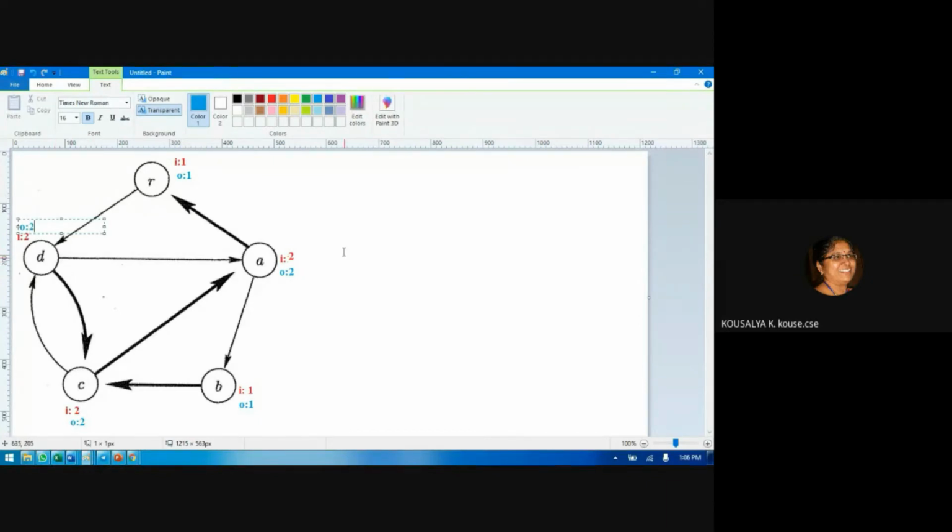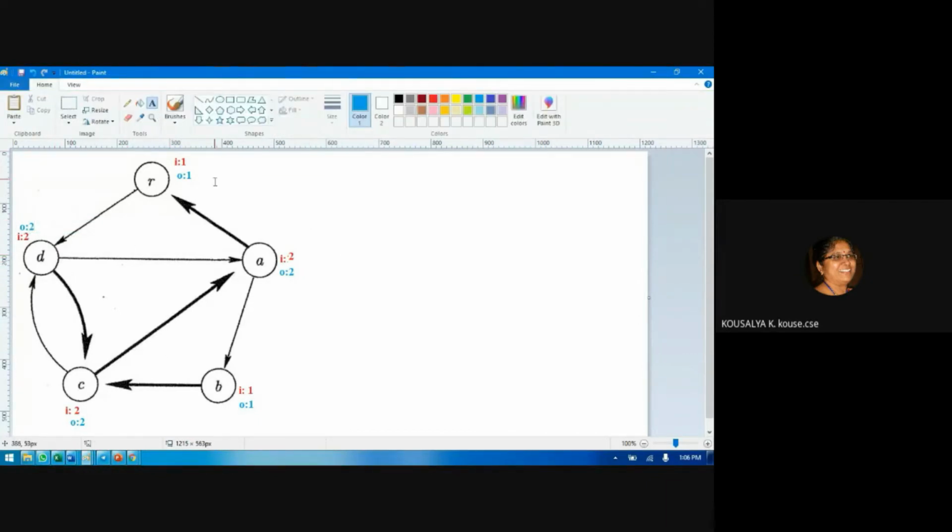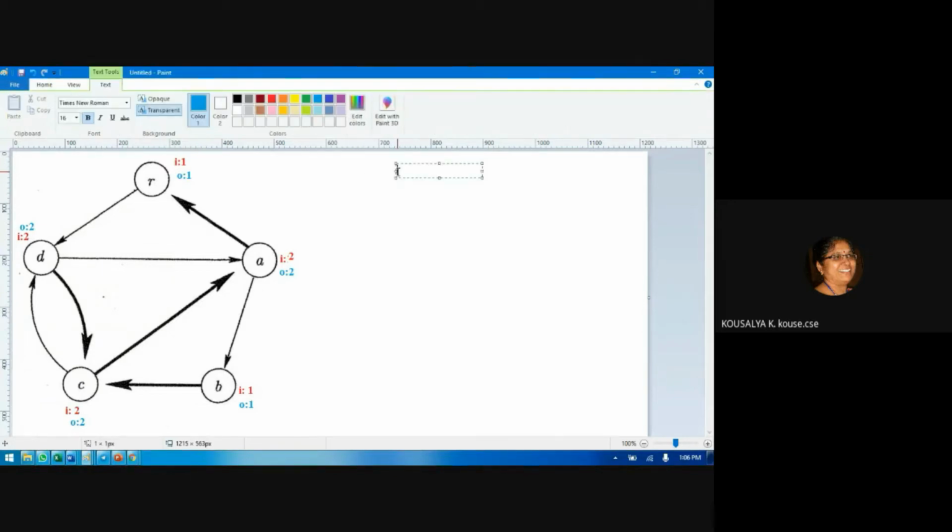So the first condition is correct: all the nodes are connected, so the graph is strongly connected. The second condition is that the in degree and out degree of all nodes are the same. So we want to find out the Euler circuit.